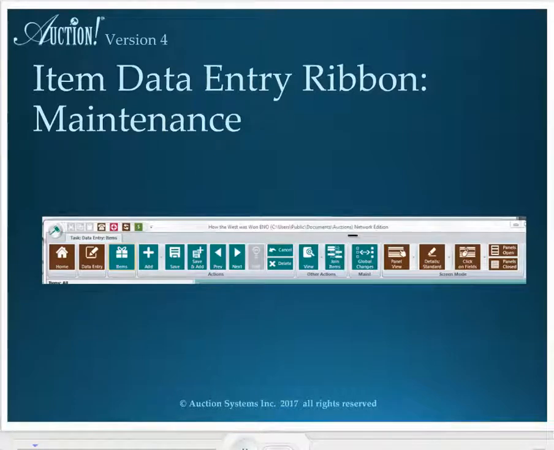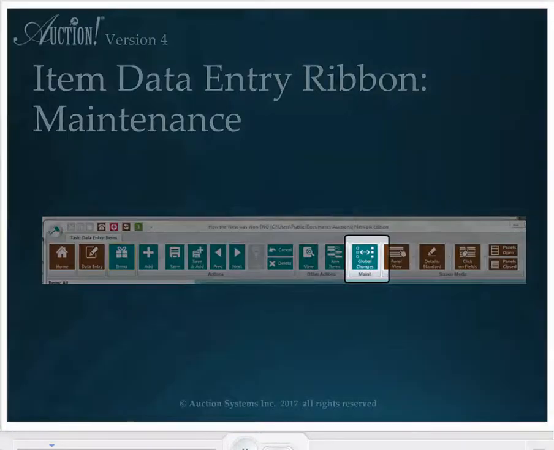Maintenance is next on the ribbon, and its choice is Global Changes. Global Changes allow you to change or clear some information for all affected items that have that information. For example, if the full item description was entered incorrectly for most of the items, in Global Changes you can clear the full item description for some or all items and then start over.